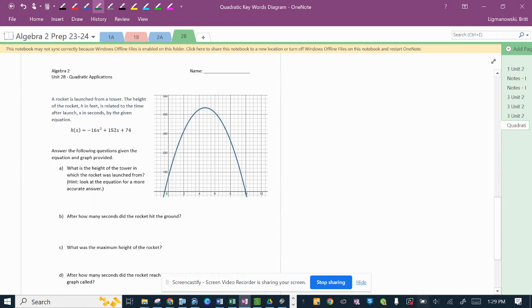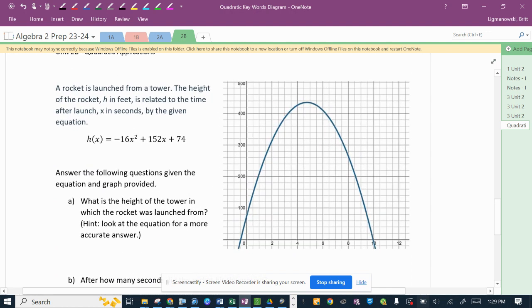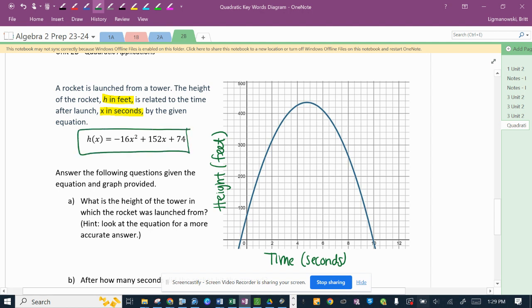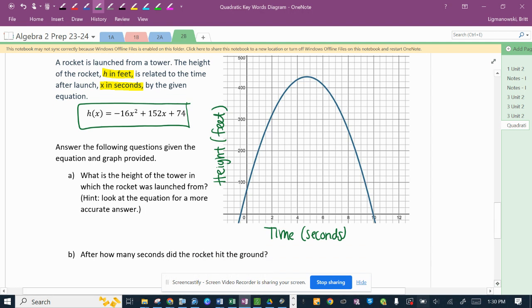So as we look at this first application problem, it says a rocket is launched from a tower. The height of the rocket is in feet, so the height here is in feet, and the time here is in seconds. So based on the information that we read here, we can add that to the graph. Here's the equation. Now, we don't really need this equation. They graphed it already here for us, but if they didn't give us the graph, we could graph that. So let's go through and read some of these questions and use our graph to help us answer them.